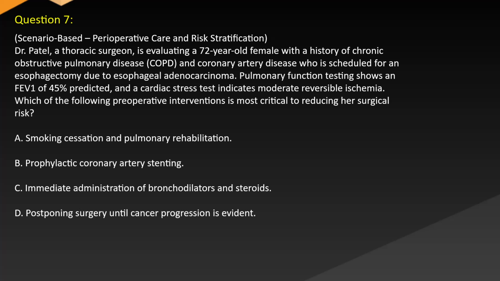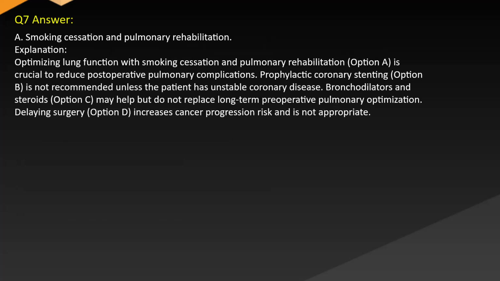A. Smoking cessation and pulmonary rehabilitation. B. Prophylactic coronary artery stenting. C. Immediate administration of bronchodilators and steroids. D. Postponing surgery until cancer progression is evident. Answer: A. Smoking cessation and pulmonary rehabilitation.